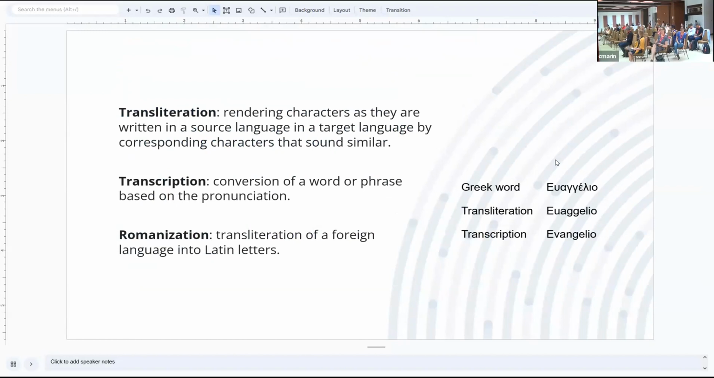Maybe remember to speak a little bit slower, because we have simultaneous translation. Okay, no problem. Thanks.